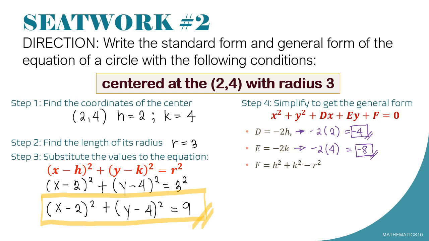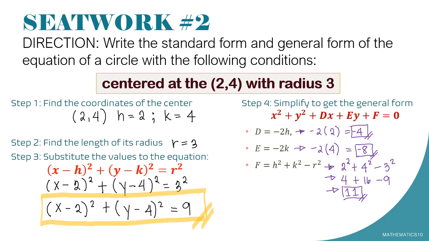Okay, next is for our f. So let us substitute first. So h is 2, so 2 squared, plus k is 4, so 4 squared, minus our r is 3, so 3 squared. So simplify further, we would have 2 squared is 4, 4 squared is 16, minus 3 squared, I mean 9, so negative 9. So you just combine, 4 plus 16 is 20, minus 9, so you would have positive 11 for f.